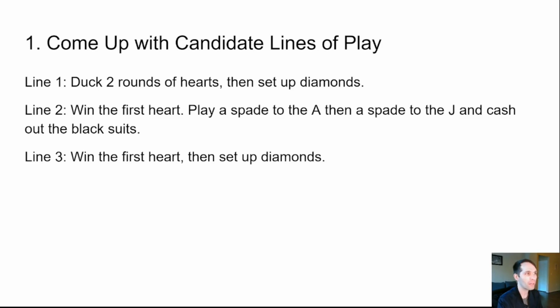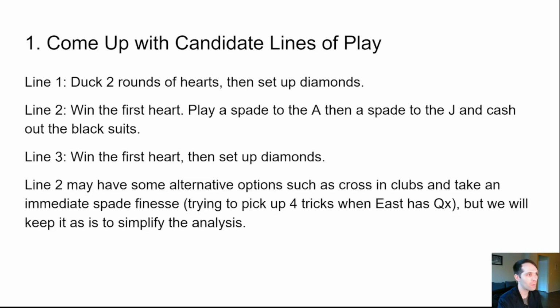I do want to bring up a small point about line 2, that there could be alternative options other than crossing to the ace of spades. Like, in isolation, playing the spade suit for 4 tricks, it's definitely best to cross in clubs and lead a spade to the jack. This will pick up queen doubleton with East, as we can later finesse West for the 10. After spade to the jack, king of spades, we then can play a spade to the 9.